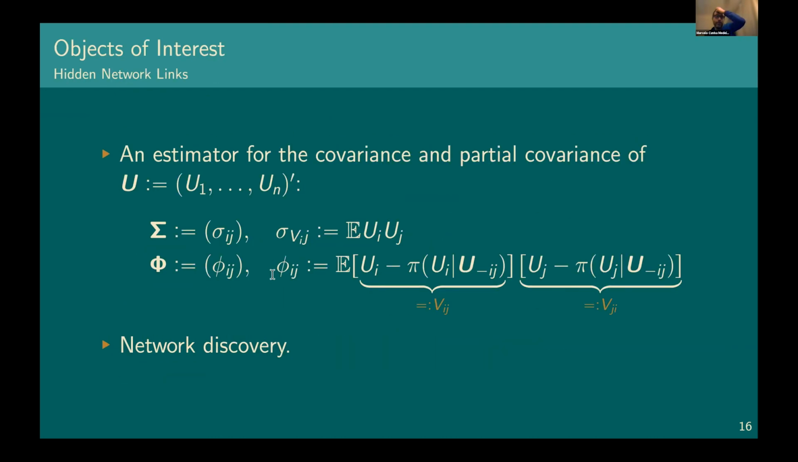We also want an estimator for the covariance and partial covariance matrix of U. So we want the covariance and the partial covariance. That would be important for network discovery, for instance.